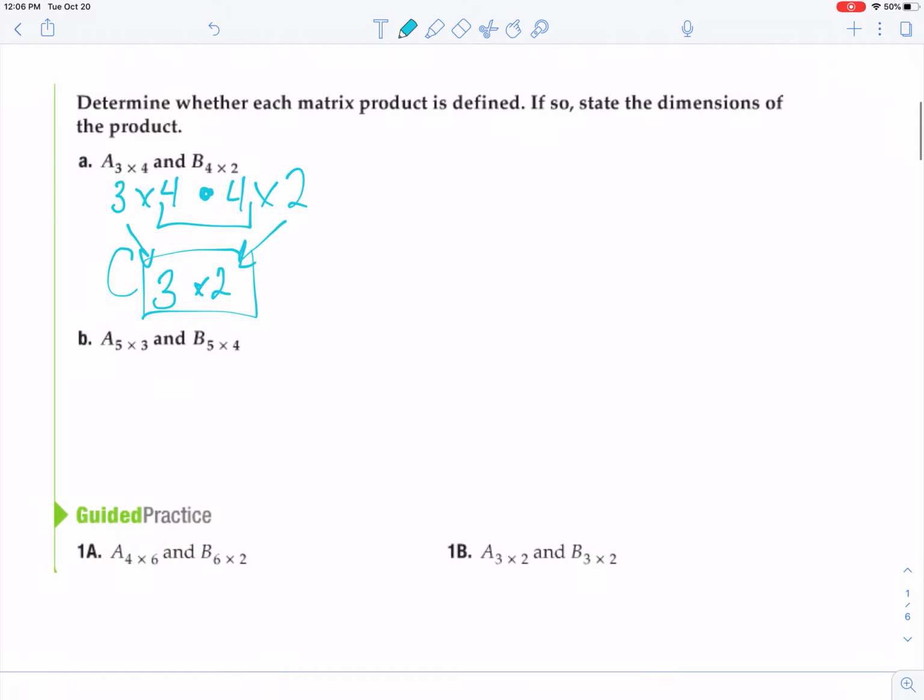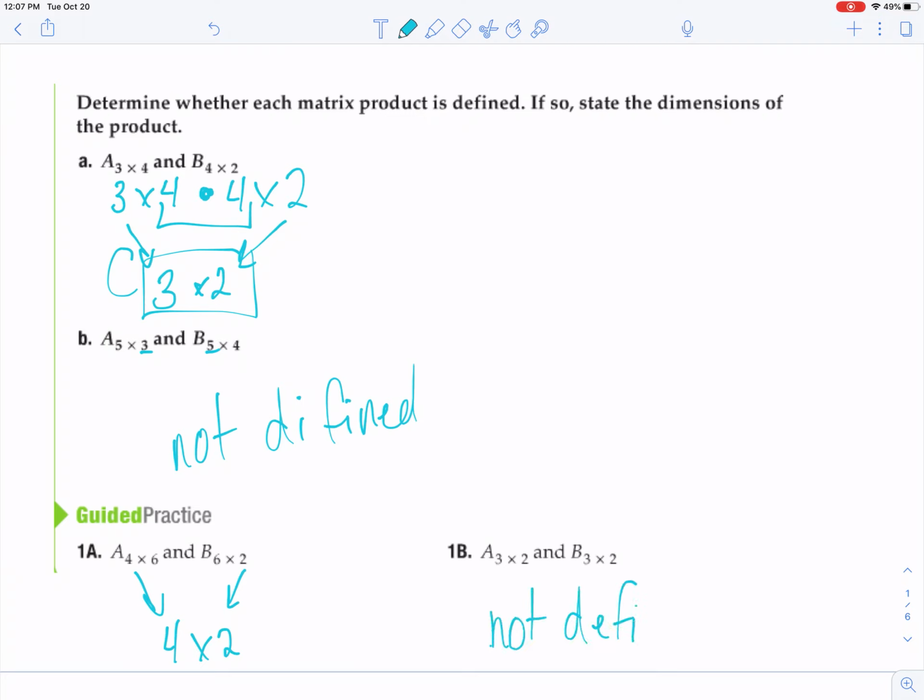If your matrices don't have these middle numbers being the same, it's not possible. Okay, so this one is not defined because those middle numbers aren't the same. 1B is going to end up being a 4 by 2. I'm sorry, 1A is a 4 by 2. 1B is going to be not defined.